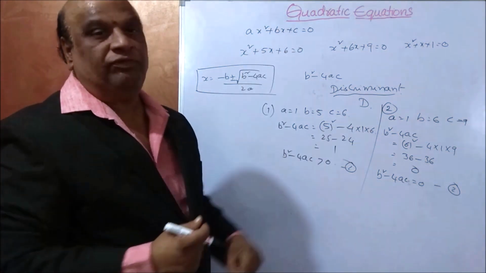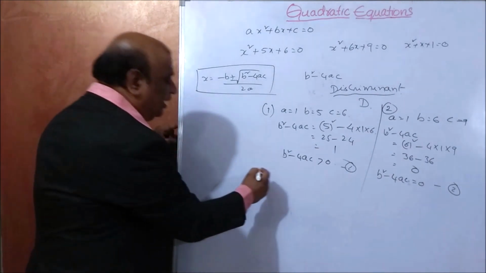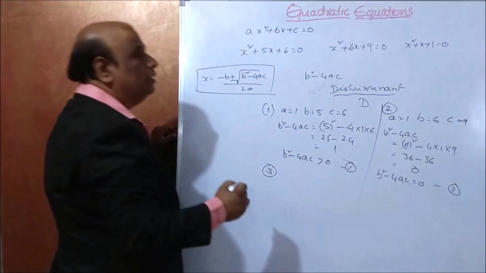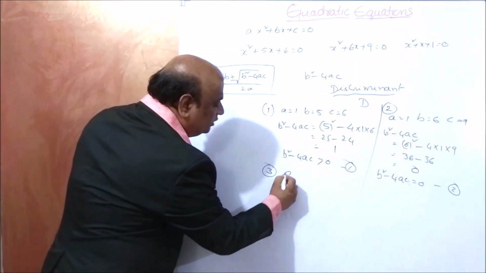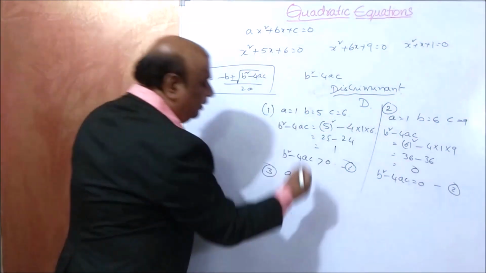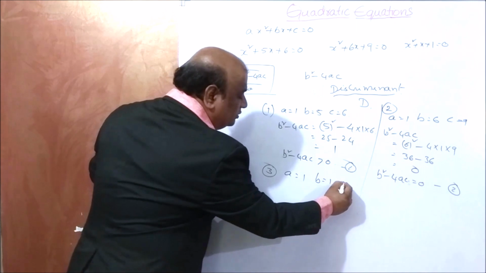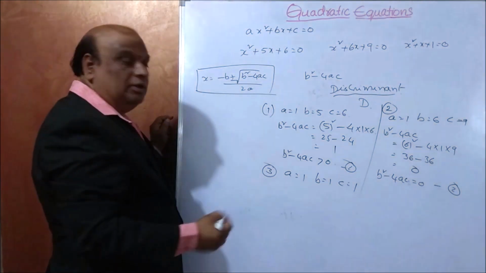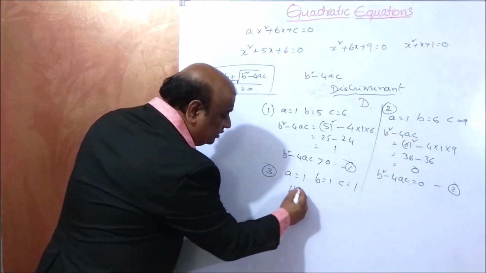Now the third case, I will write again here. Third case: a is equal to 1, b is equal to 1, c is also 1. What about b square minus 4ac?